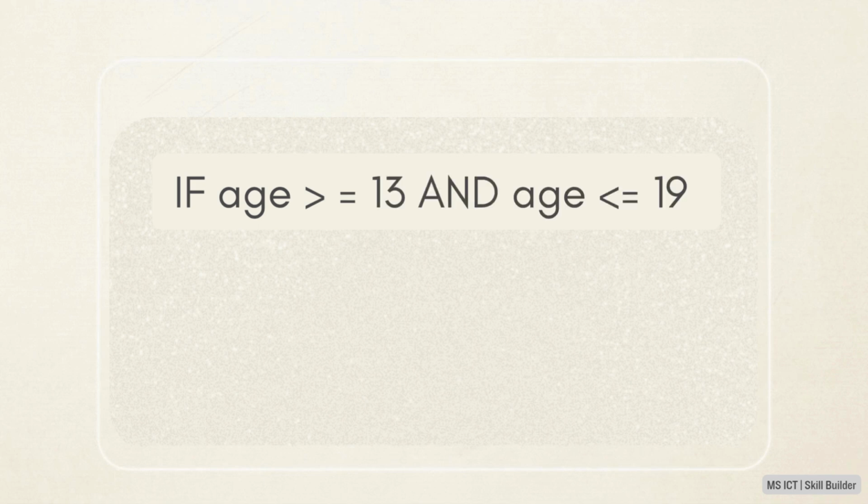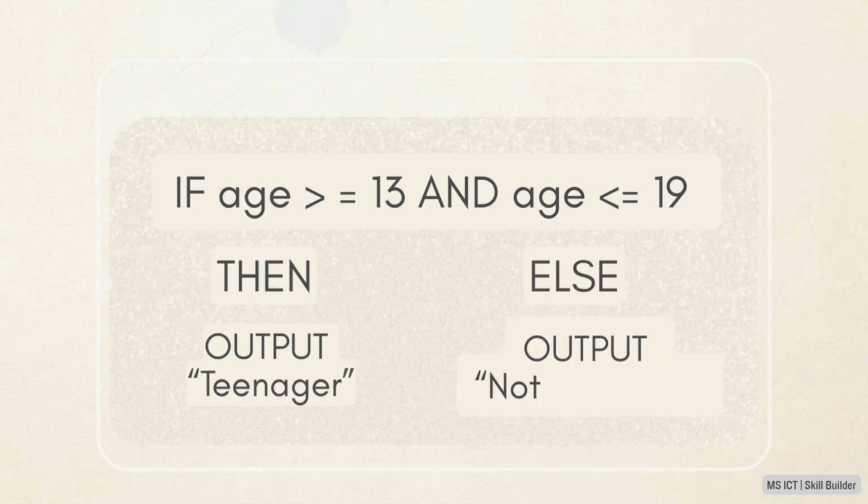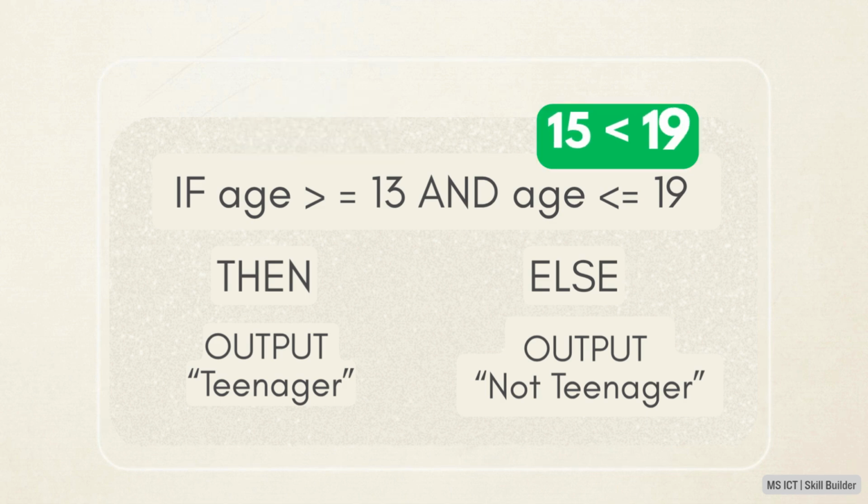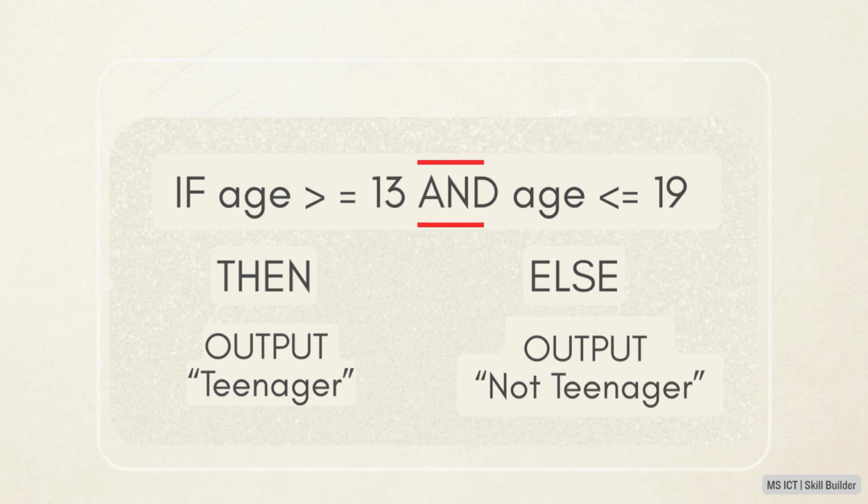Let's put this into practice with a logic block checking a compound condition. We have if age is greater than or equal to 13, and age is less than or equal to 19, then output teenager, else output not teenager. Our starting variable is an age of 15. Pause the video right here, look at the operators, and manually trace the logic path for this specific variable. The number 15 is greater than 13, making the first condition true. It is also less than 19, making the second condition true. Because the AND operator requires both sides to be true, the entire statement succeeds, and the program outputs teenager.